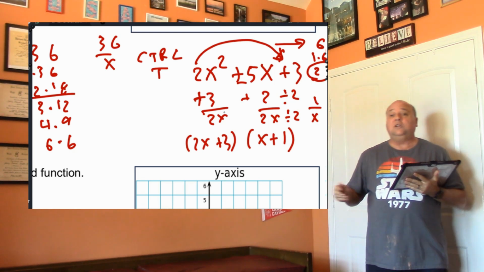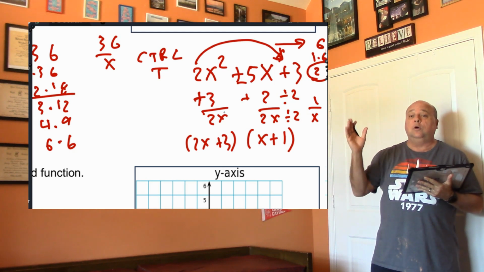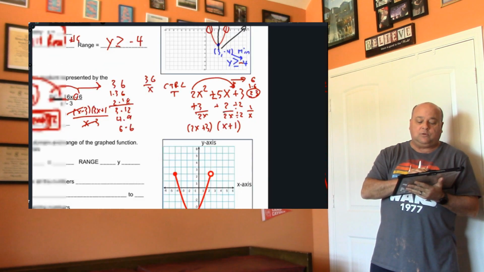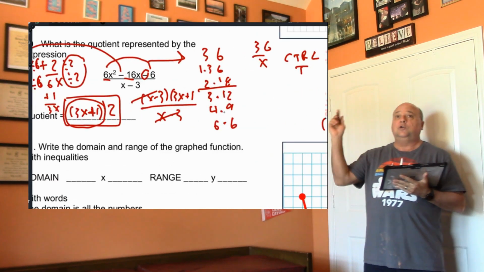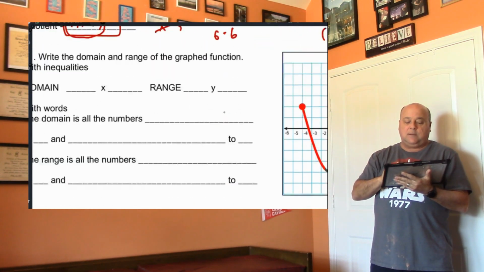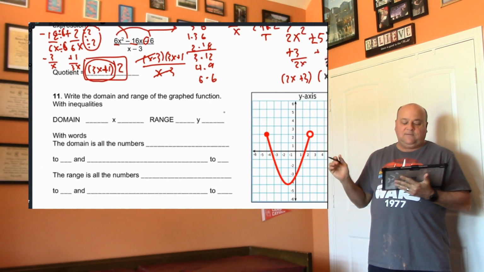Factoring is one of the hardest things you do in math. So don't get frustrated if you can't get this one right. This is easily the hardest problem on the test, okay? So make sure you can factor it and cancel out those common factors. Let's go to number 11.